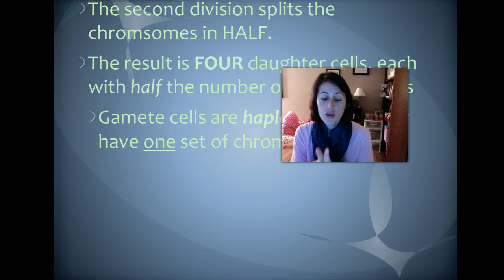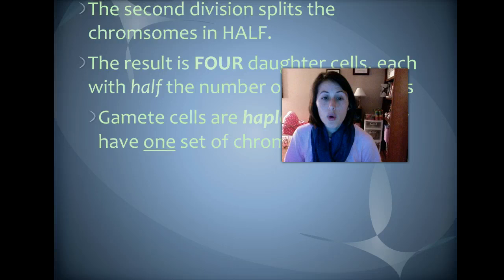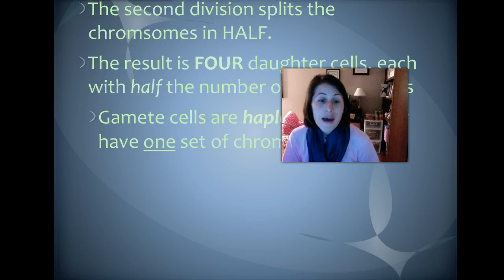So remember I said that replicated chromosomes are sister chromatids and they look like an X shape. So the second division splits those in half. So the result is 4 daughter cells, each with half the number of chromosomes. Gamete cells are haploid, so they only have 1 set of chromosomes. It's really important that you know that.